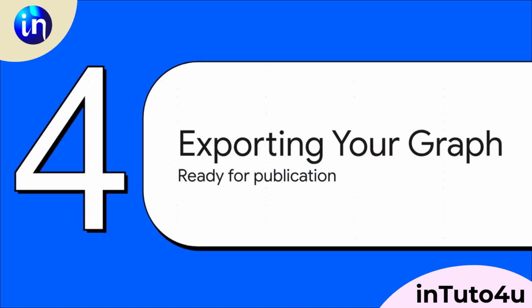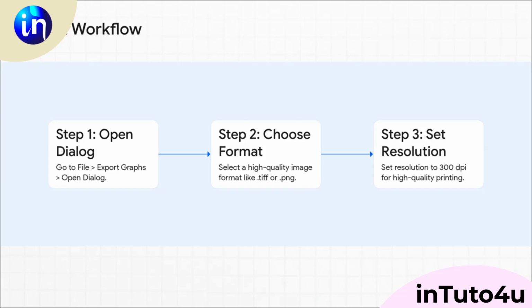So at this point, we have a beautiful, perfectly labeled, and scientifically accurate graph. It looks amazing, but it's not much good if it's just stuck inside Origin, right? The final step is to get it out and into the world. Let's go over how to export it correctly so it looks crisp and professional no matter where you put it. And guess what? It's another simple 3-step process. You just navigate to the Export dialog, choose a high-quality format. TIFF is fantastic for printing. PNG is perfect for presentations or web, and then you just have to set the resolution.